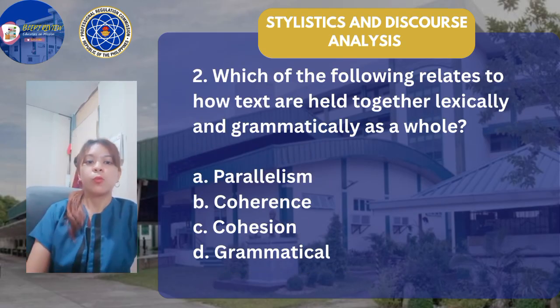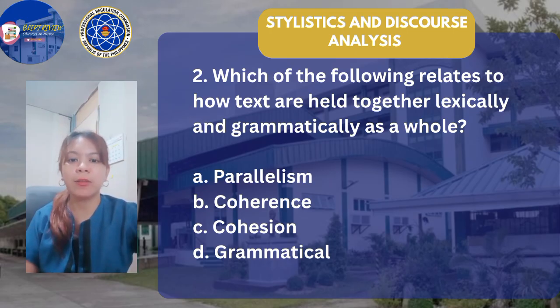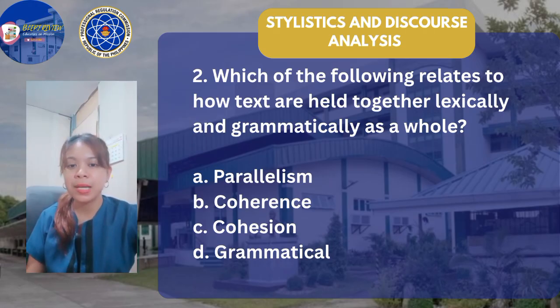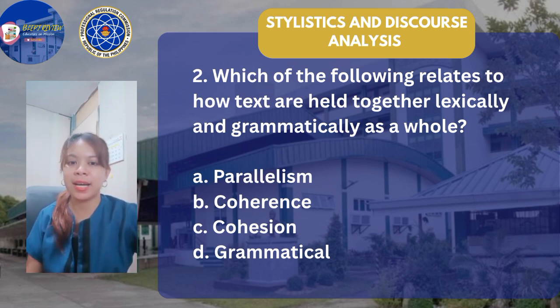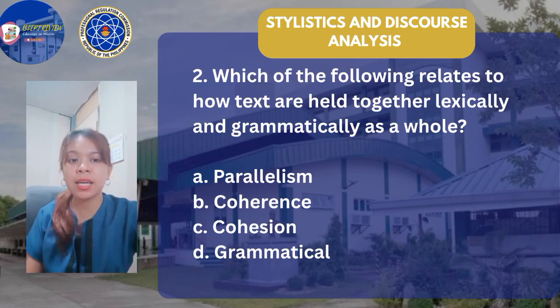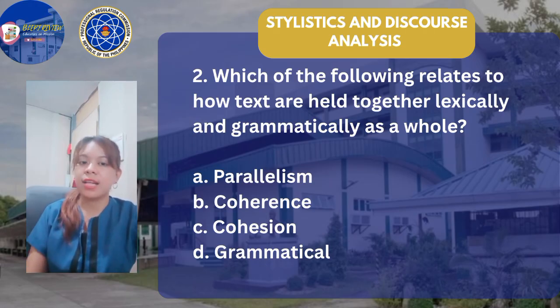Which of the following relates to how texts are held together lexically and grammatically as a whole? We have letter A, parallelism, B, coherence, C, cohesion, and letter D, grammatical. Okay, I'll give you 5 seconds to give your answer.